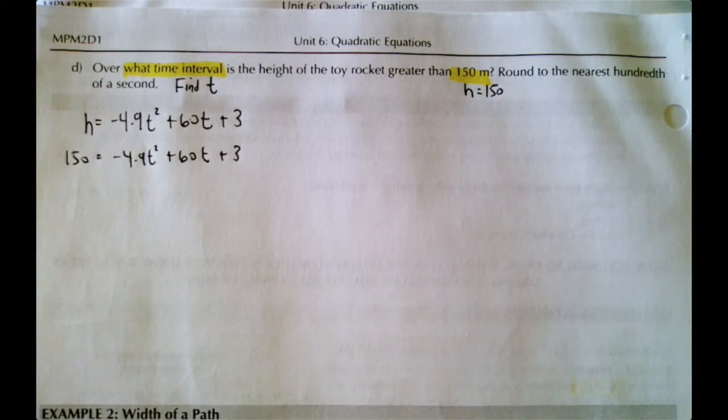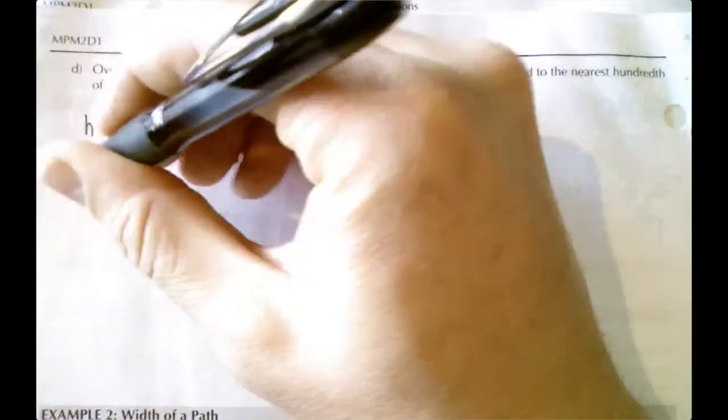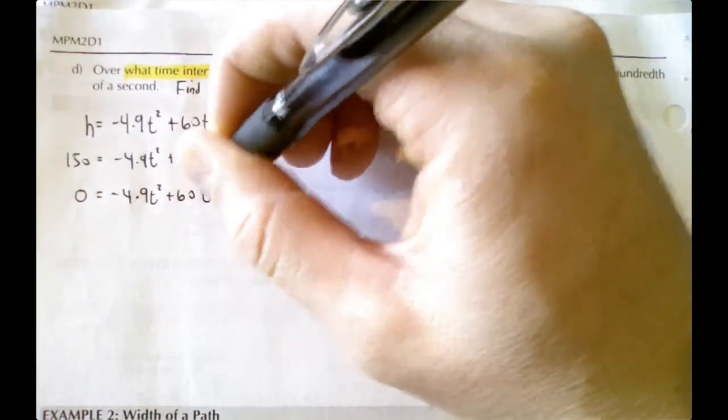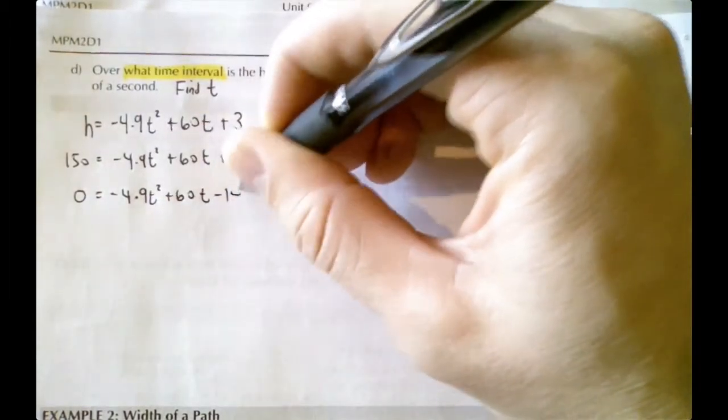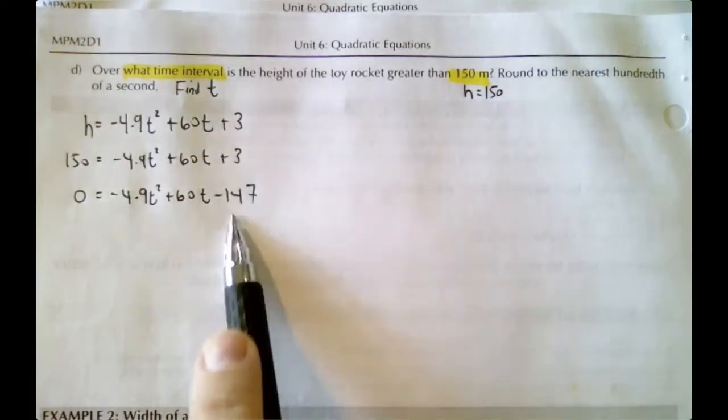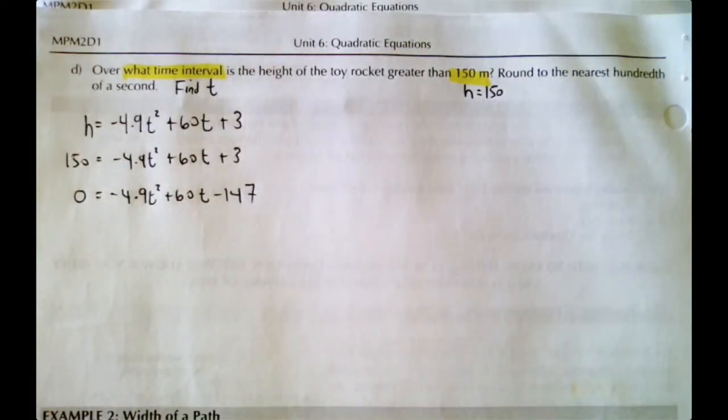So let's solve it. Well, how do you solve? To solve, we need it to say 0 equals. So we can do that by moving the 150 to the other side. That makes negative 150, add 3, we get negative 147. Now what? Well, now we're just solving like we did in part B.